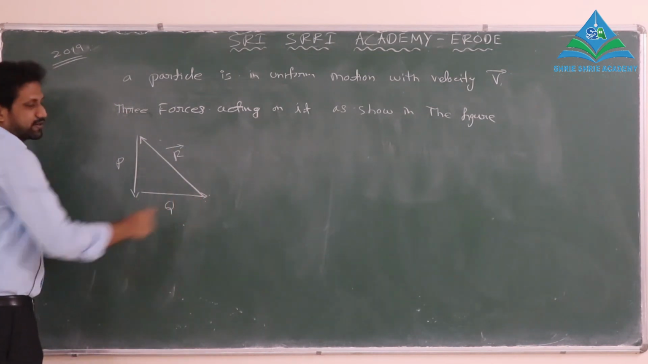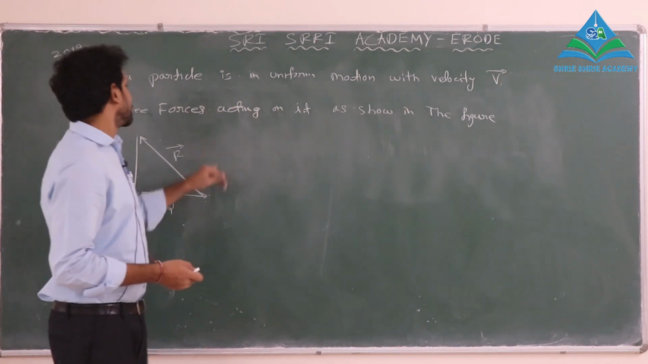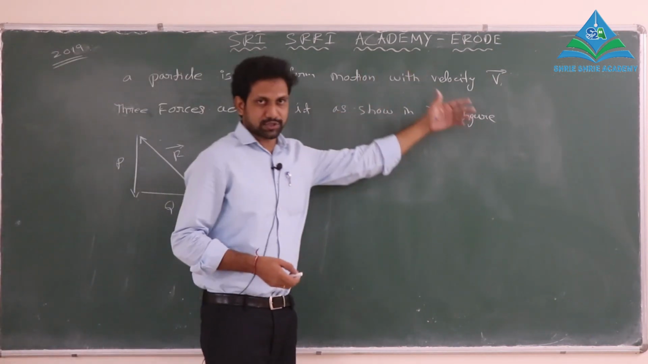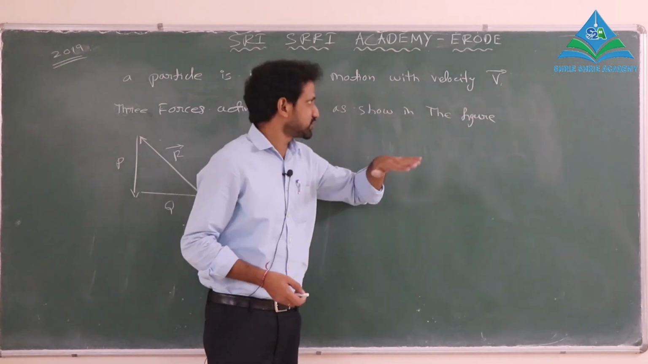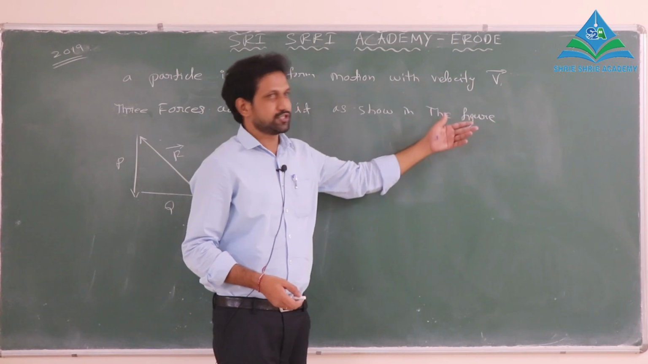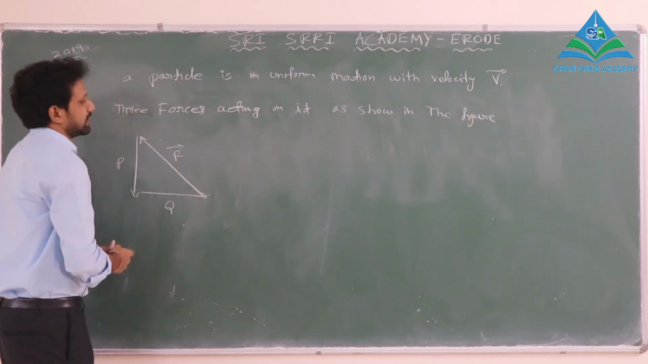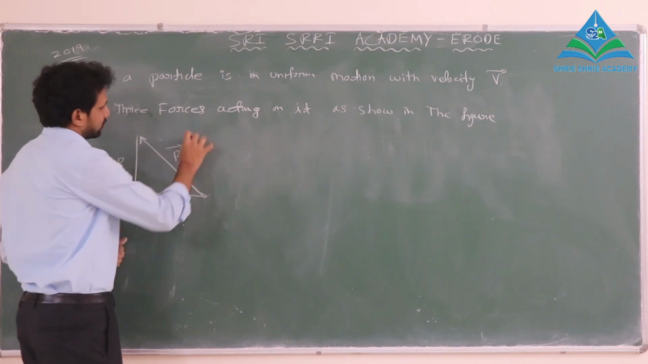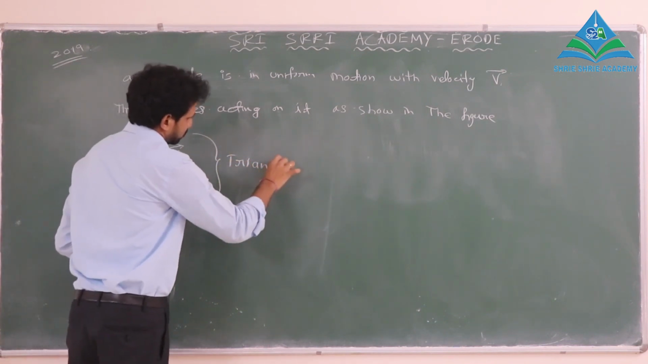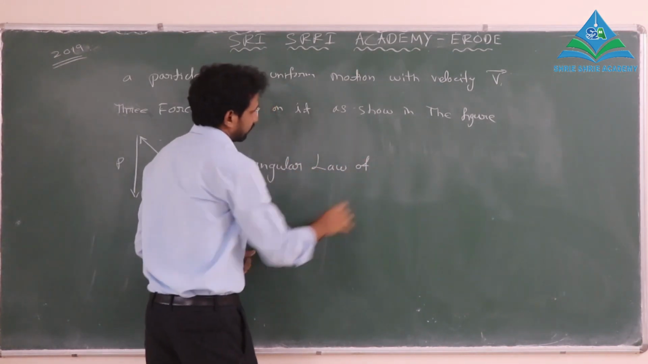Now the question is, what is the motion of the particle due to these forces actually? I mean, whether this velocity is changed or not changed. If it is changed, whether it is increasing or decreasing. If it is not changed, what is the answer for it? So this question you can answer directly. This is the triangular law of vectors.